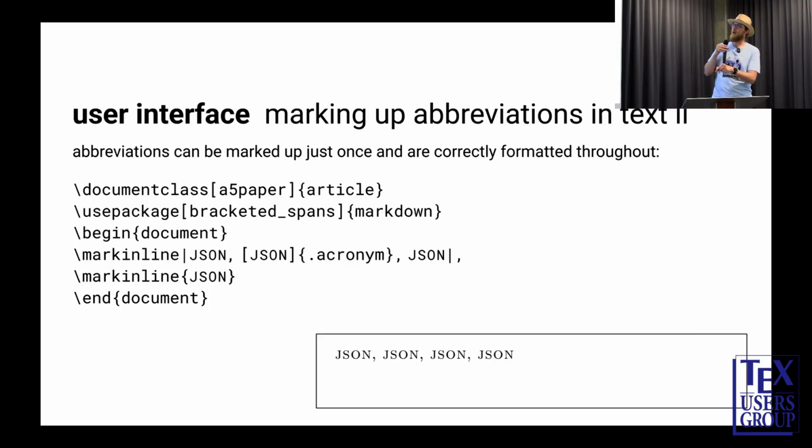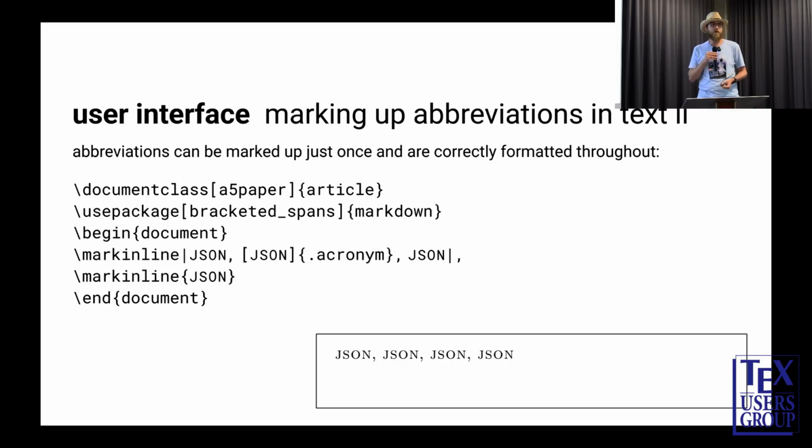And in addition to updating the acronyms option, it also updates the .aux file. So in the next run, we know that JSON is an abbreviation from the beginning. So in the second run, we get this output as expected.